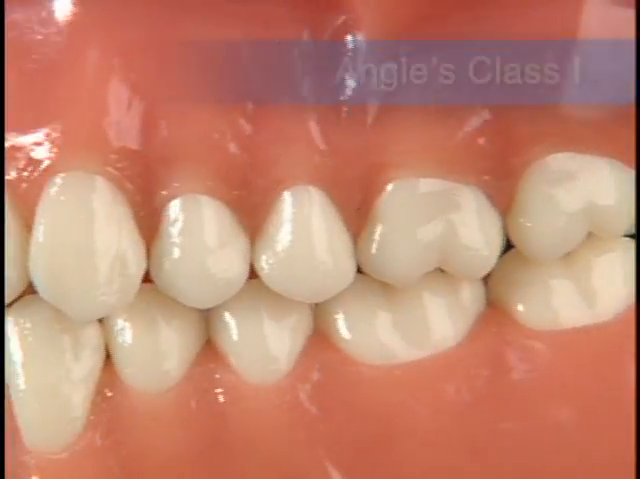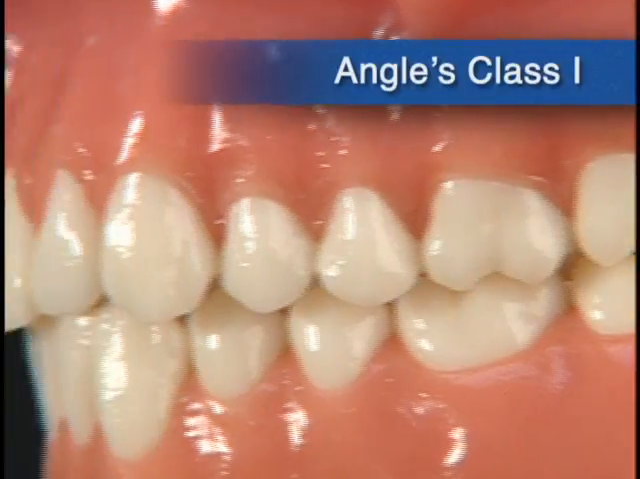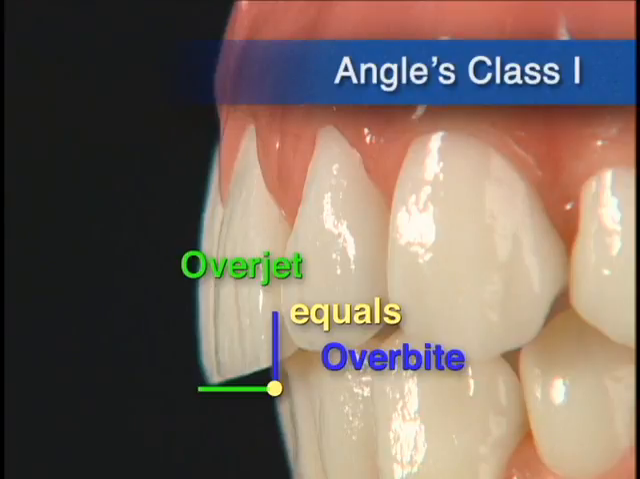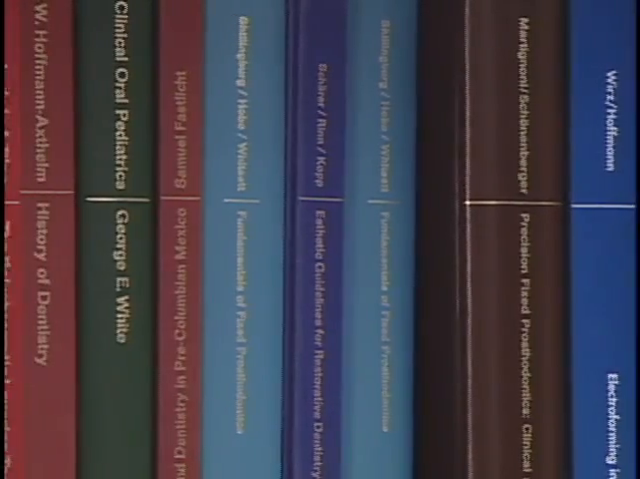Now, I want to describe a simplified version of a system that will help you to create a normal bite whenever possible. I'm talking about the Angles Classification System, the most popular orthodontic dental classification system around. In an Angles Class 1 relationship, the mesiobuccal cusp of the upper first molar occludes the mesiobuccal developmental groove of the lower first molar. This is considered a normal bite, where overjet is equal to overbite. Some of the older textbooks refer to this relationship condition as the key to occlusion.